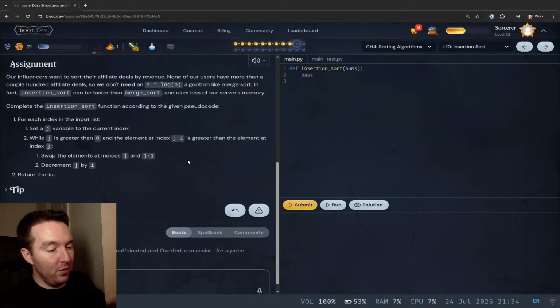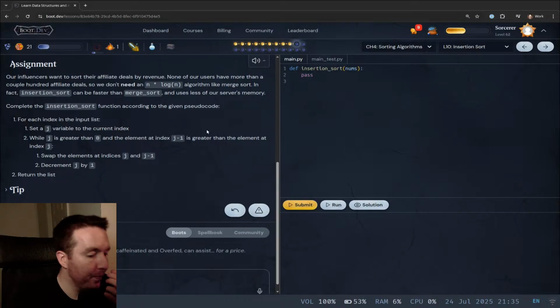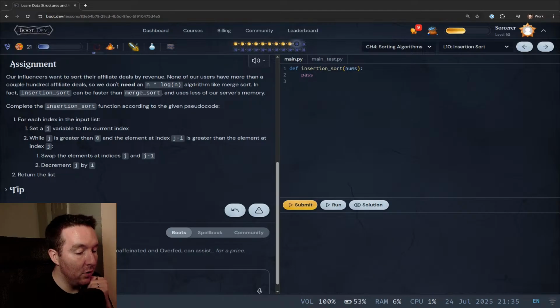Our influencers want to sort their affiliate deals by revenue. None of our users have more than a couple hundred affiliate deals, so we don't need an n log n algorithm like merge sort. In fact, insertion sort could be faster than merge sort, and it uses less of our server's memory. Complete the insertion sort function according to the given pseudocode.